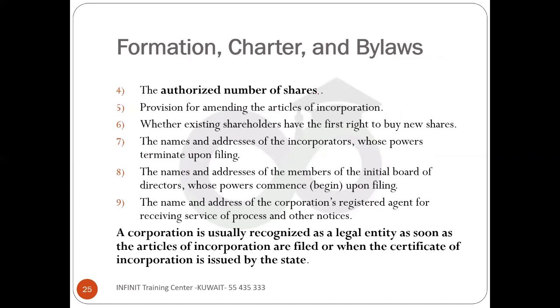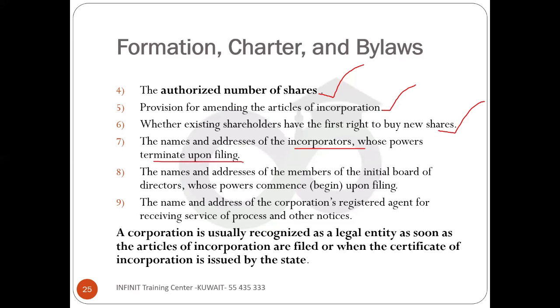and how many shares are authorized to issue, and if there is any provision for amending any clause in the articles of incorporation, how this can be done, and information like whether existing shareholders have the right to buy the new shares. When a company is issuing new shares, the current shareholders have the right to buy the new shares. The names and addresses of incorporators whose powers terminate upon filing.